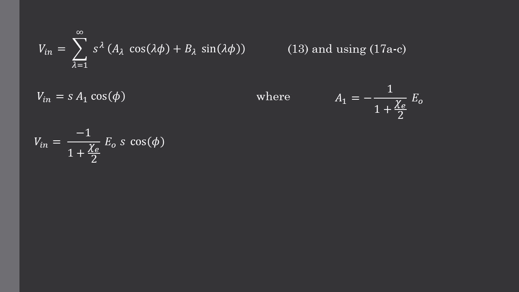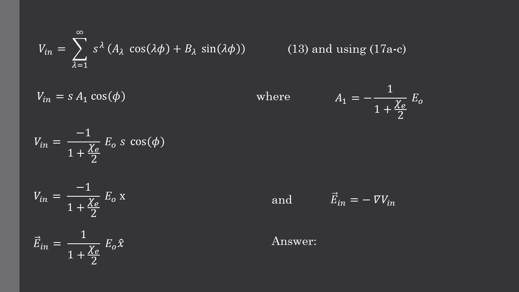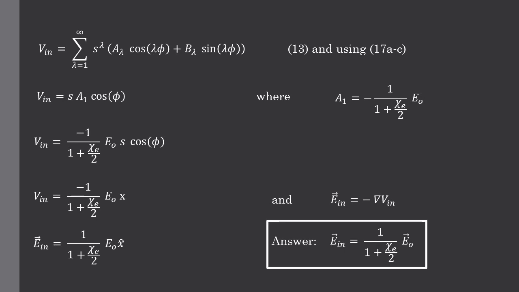To get the electric field, because we were asked about what the electric field was inside the cylinder, we probably want to write it in terms of Cartesian coordinates, because what we want to do is take the negative gradient of the voltage. So we'll rewrite S cosine phi as x, and then just take the negative gradient of it, and that gets us E interior. Looking at it, we see E naught x hat. We've seen that before, because when we defined the x-axis, we put the x-axis in the direction of the initial electric field, E naught. So really, this E naught x hat is just the E naught vector. So our final answer is that E interior is just the E naught vector divided by 1 plus chi over 2.